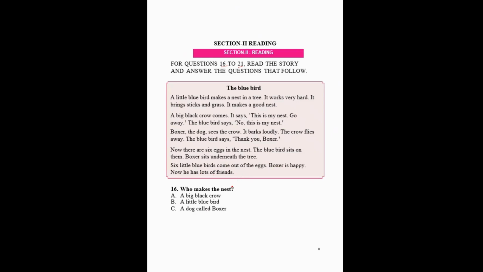Right? So based on this paragraph, question number 1: who makes the nest? Who has made the nest? A big black crow, a little bluebird, or a dog called Boxer? Who made it? We know it's a little bluebird.